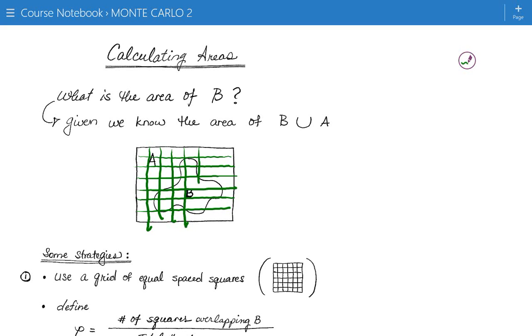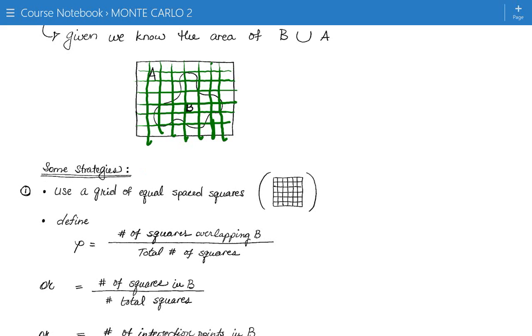And what I might ask is what proportion of the boxes overlap the area B, and I could count them, right? So I could count all of the boxes that overlap B, and I could look at the number of squares that overlap B, and divide it by the total number of squares that were created by my grid. In doing so, I come up with a proportion, the proportion of grid squares that are touching or overlapping B.